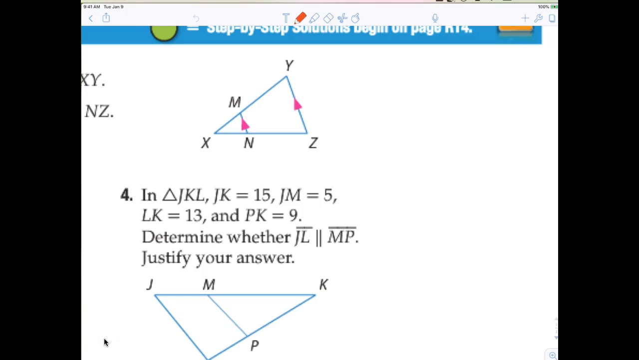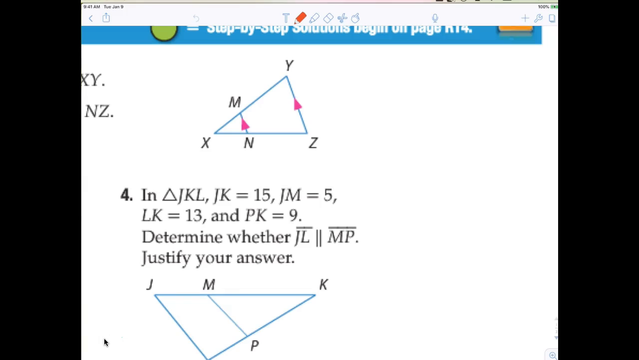Is MY a side of a triangle? No, it is not. So you cannot say, for example, MY over NZ is equal to YZ over MN. That's not true, because MN and YZ are sides of the triangle. The sides of the triangle are similar, but MY is a part. Do we agree with that?